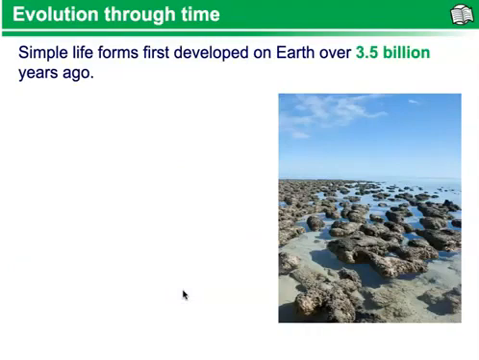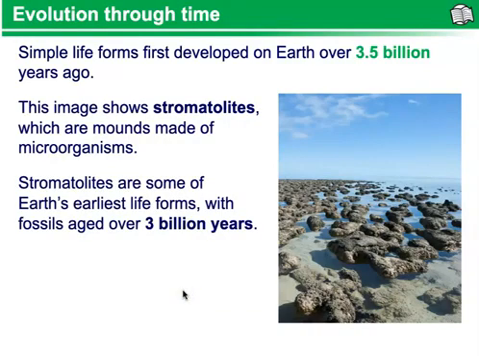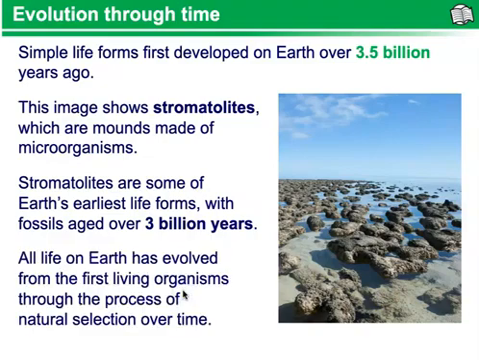So looking back through time, simple life forms first developed on Earth over 3.5 billion years ago, according to this theory. This image shows stromatolites. They are mounds made of microorganisms. Stromatolites are some of the Earth's earliest life forms, with fossils aged at over 3 billion years. All life on Earth has evolved from the first living organisms through the process of natural selection over time.